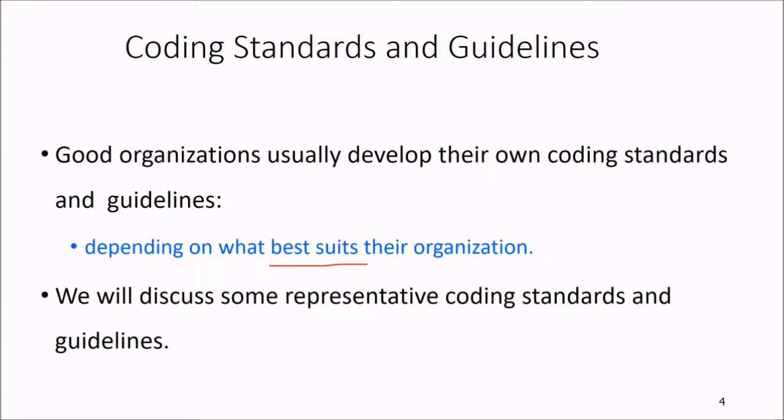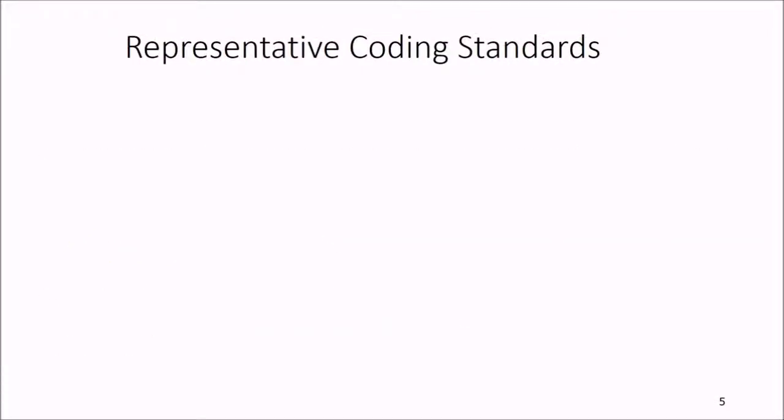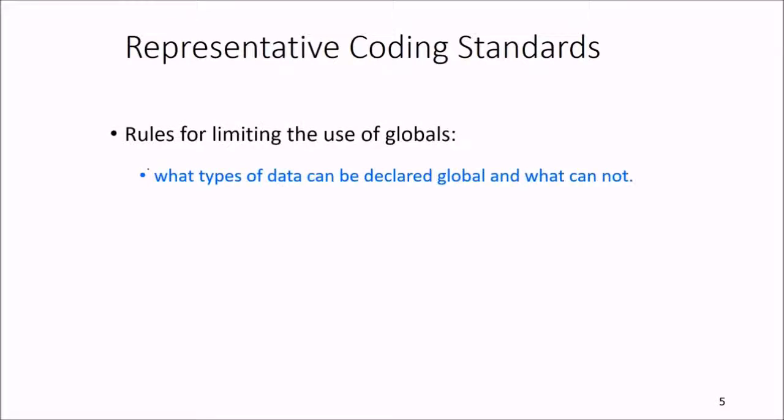We are going to discuss some representative coding standards and guidelines. So what are these? These are the rules for limiting the use of globals. Just for instance, we are discussing some of them. A variable or anything which is globally defined, this rule says to limit the use of globals. So what types of data can be declared global and what cannot? These come under this rule.